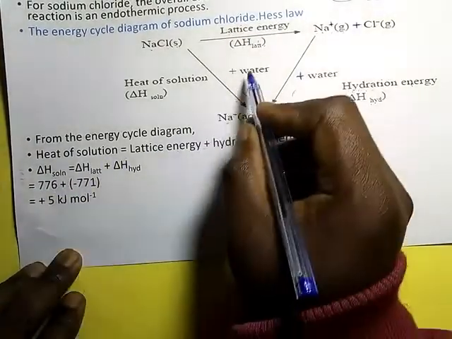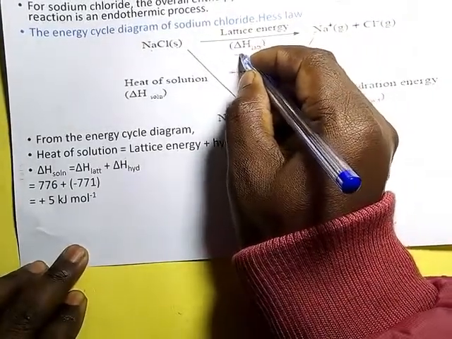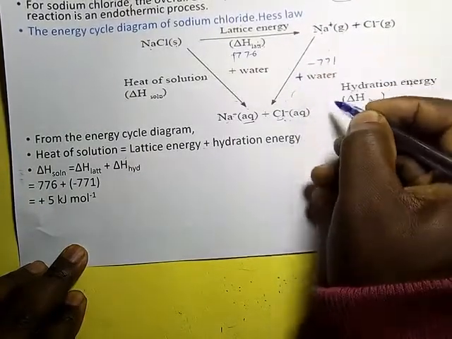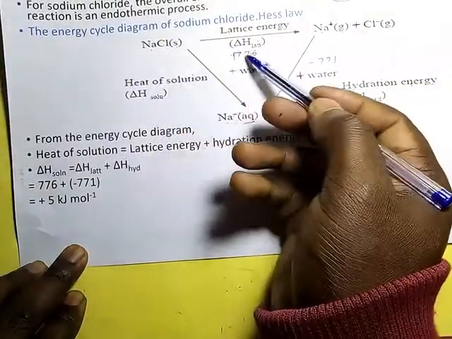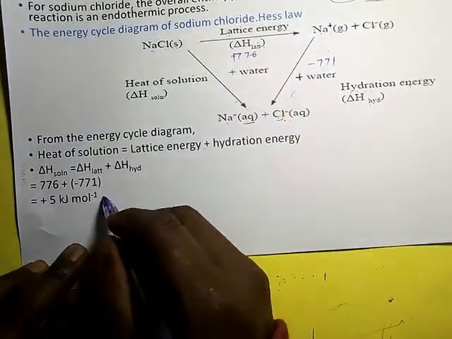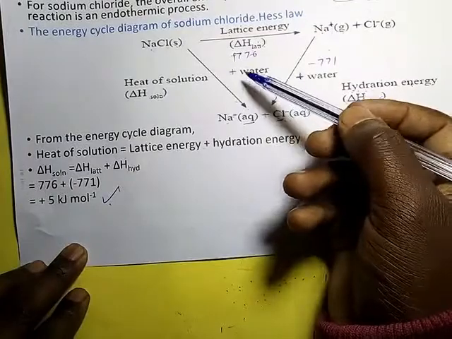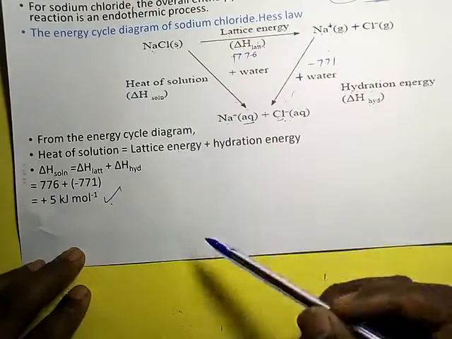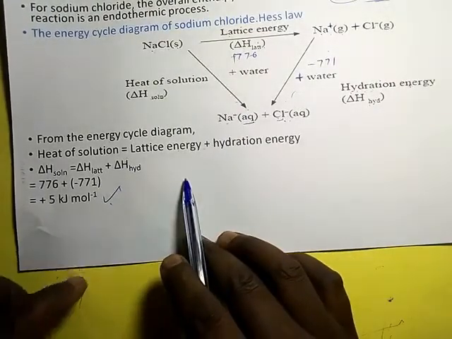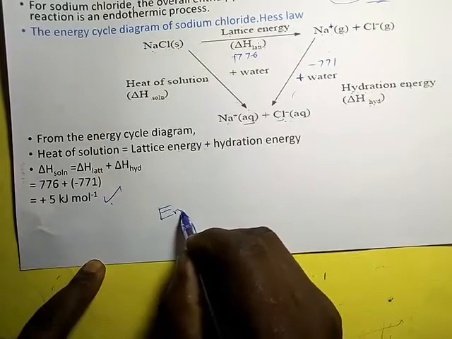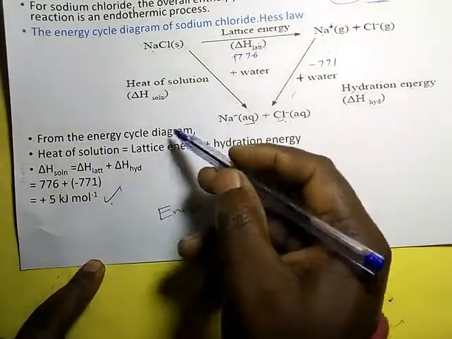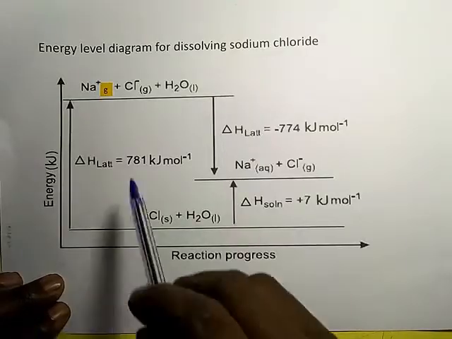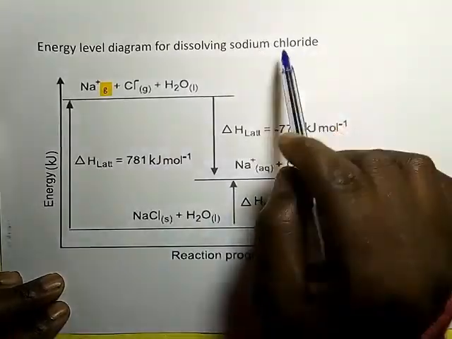We knew this one is 776, and this one is negative 771. So heat of solution is equal to this plus this. So we add and we get this. We can use the energy cycle to calculate the heat of solution also. The next thing we want to draw is the energy level diagram, the energy level diagram for dissolving sodium chloride.